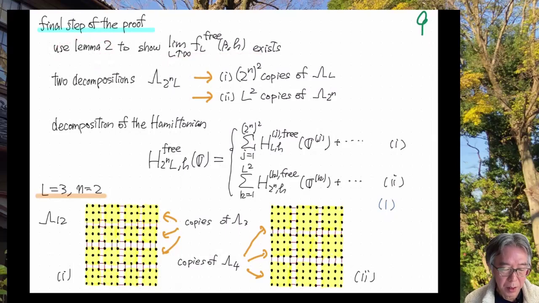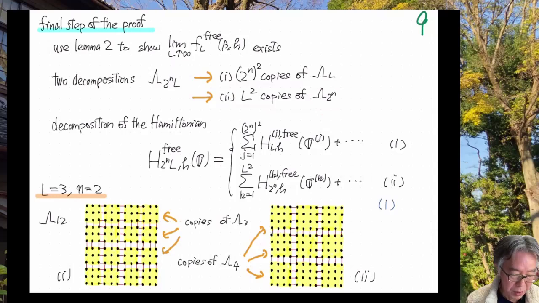Now this is a bit technical, but we consider the lattice whose size is 2 to the n times L. So we consider a 2 to the n L by 2 to the n L square lattice, and we decompose it in 2 different ways. In the first decomposition, we decompose it into identical copies of lambda L. In the second decomposition, we decompose it into identical copies of lambda 2 to the n.